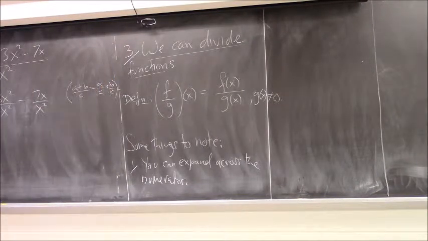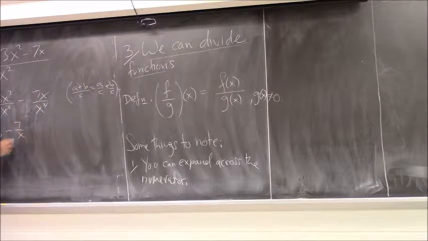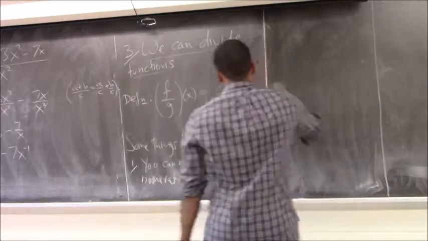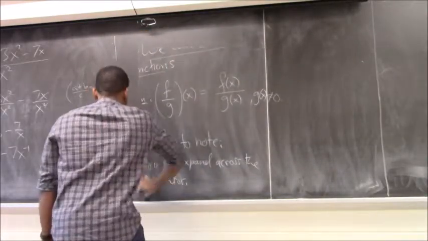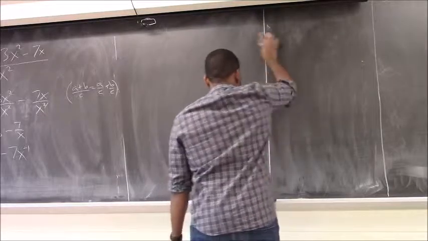Right? This would therefore simplify into 2x. These would cancel, that would give me a 3. This would cancel that, that would give me a 7 over x. Very typically, we will want to write that in terms of powers, and so we write it like that. So when you're dividing two functions, you can expand across the numerator. What about the denominator?